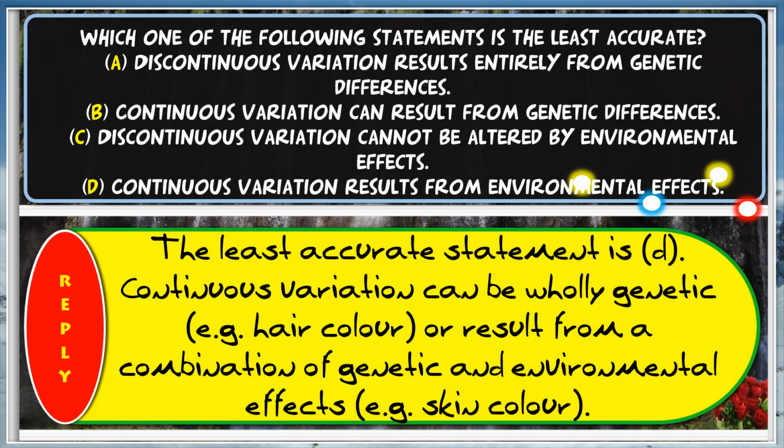The least accurate statement is D. Continuous variation can be hereditary, for example, hair color. Or it results from a combination of genetic and environmental effects, for example, skin color.